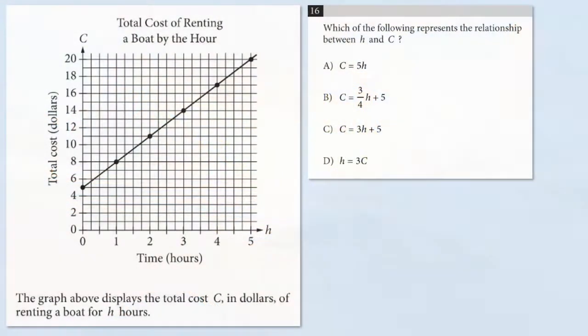Here's a multiple choice problem from the College Board. It comes from section 4 of the SAT test, which does allow calculators. And the problem reads, the graph above displays the total cost, C, in dollars, of renting a boat for H hours. And the question is, which of the following represents the relationship between H and C? And we're given 4 choices.